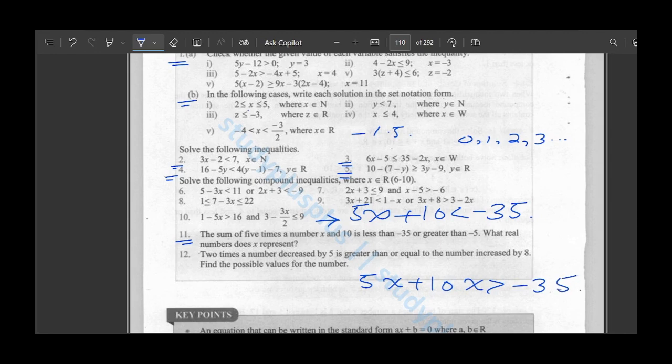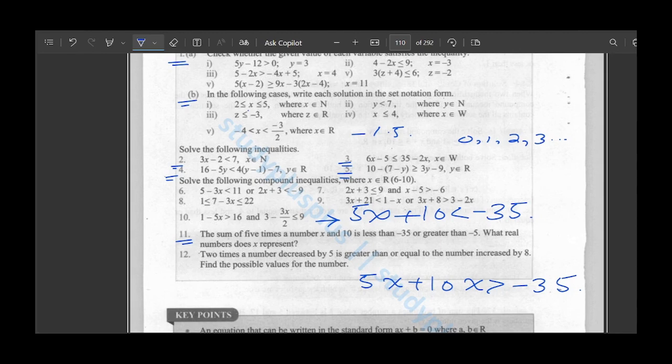So now we need to solve these expressions. What real numbers does x represent on both sides? So if we want to solve the first expression, here the 10 will go to the right. So 10 will be subtracted from negative 35. So both of them result in minus 45. So 5 will be divided on both sides and the value of x will be less than 9, and that, to be precise, negative 9. Same as for the second expression, here we have 5x plus 10 which is greater than negative 35. So 10 will go to the right, 10 will be subtracted from negative 35, that results in negative 45, and then we will divide on both sides.